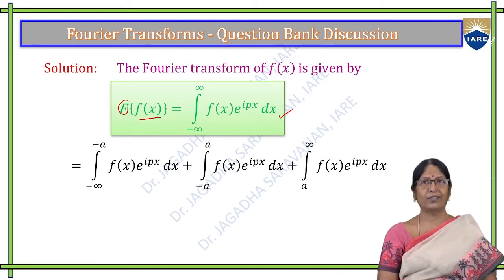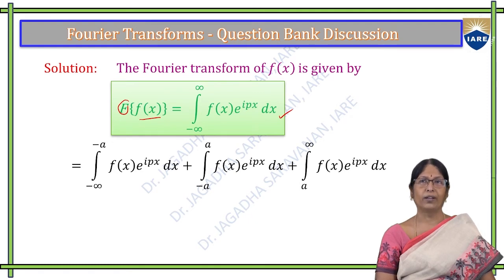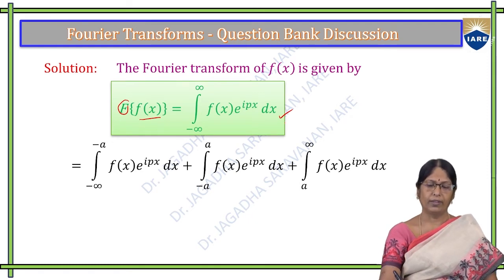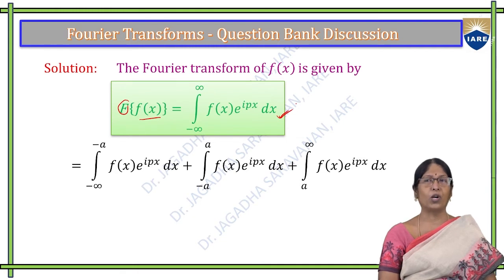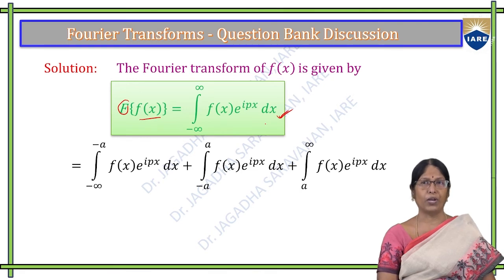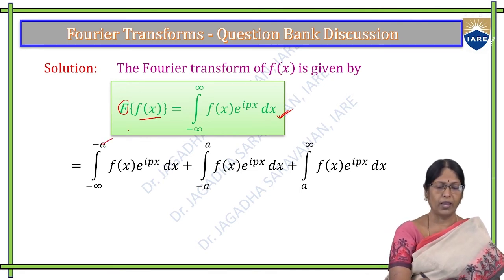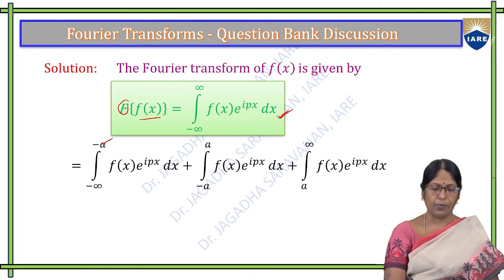So with understanding, we are moving to the second level according to Bloom's taxonomy. This is the first level, where we recalled the formula and wrote it. Next, the second level: we understood the condition given in our problem, and with understanding we are fitting it to the formula we recalled. So minus a and a are to be inserted as limits, splitting minus infinity to minus a, minus a to a, and a to infinity.